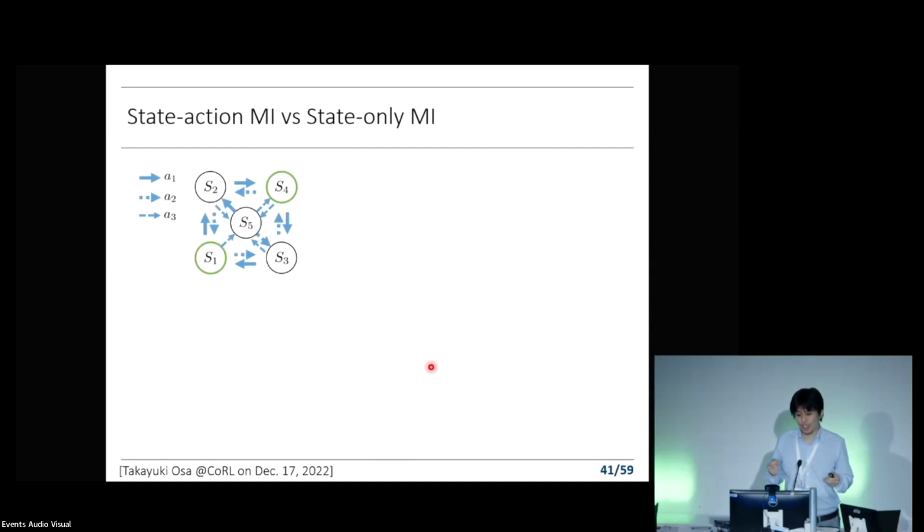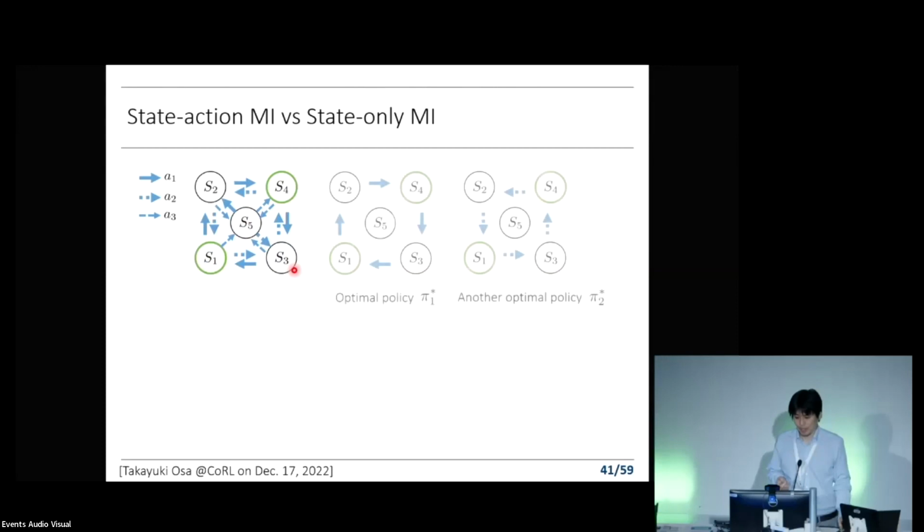Suppose that we have a Markov decision process given by this figure. Here we have 5 states and 3 actions are allowed in each state. The agent receives the reward when it reaches S1 or S4. There are many optimal policies for this MDP, and 2 of them are shown here, pi star 1 and pi star 2.